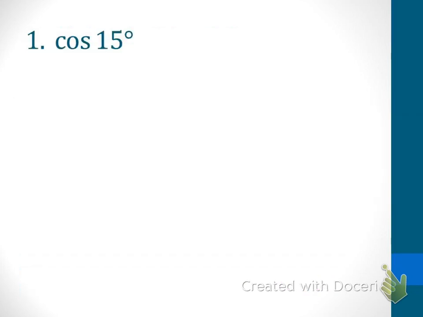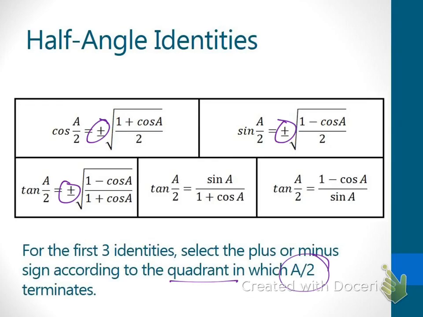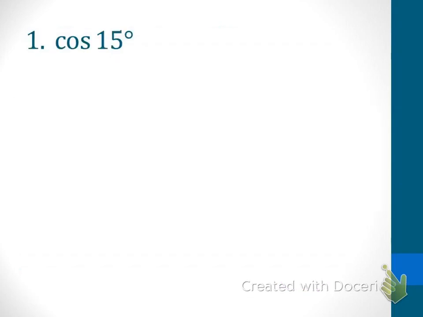All right, so let's just jump into it. Cosine of 15. Well, cosine of 15 is already a half angle, right? So we've got a cosine value here. We're going to use the cosine formula. That cosine formula says that the cosine of a half angle is equal to plus or minus the square root of 1 plus cosine of the original angle, and then divided by 2. Now, a couple of things. The half angle is 15.